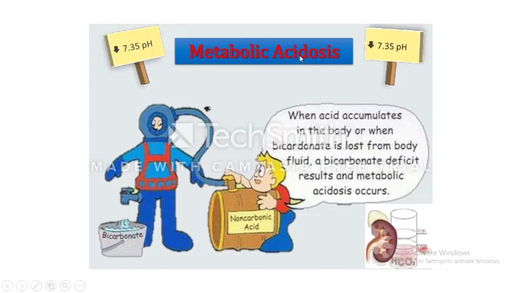Now metabolic acidosis, where pH is below 7.35. What happens when acid accumulates in the body, or when bicarbonate is lost from the body? These two are the conditions of acidosis. A bicarbonate deficit results and metabolic acidosis occurs. Through the kidneys, bicarbonates are removed and non-carbonic acids are collected. So basically through the kidney these bicarbonates are removed from the body.